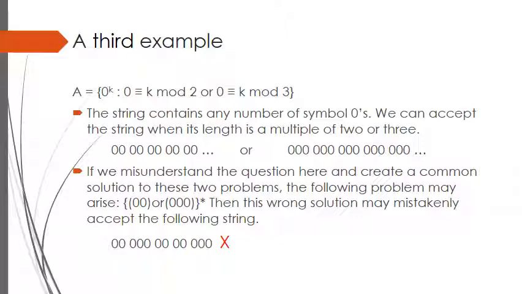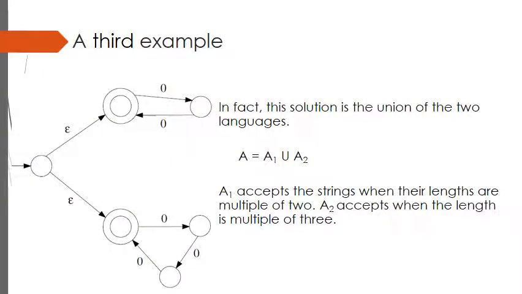If we misunderstand the question here and create a common solution to these two problems, the following problem may arise: 00 or 000. Then this wrong solution may mistakenly accept the following string: 00 000. In fact, this solution is the union of the two languages. A equals A1 union A2, where A1 accepts the strings when their lengths are multiple of 2, and A2 accepts when the length is multiple of 3.